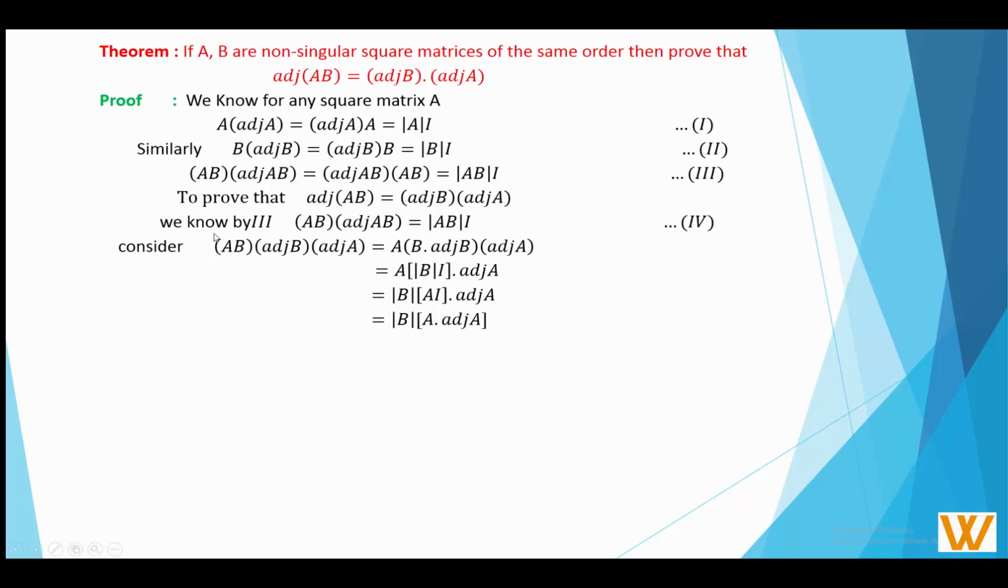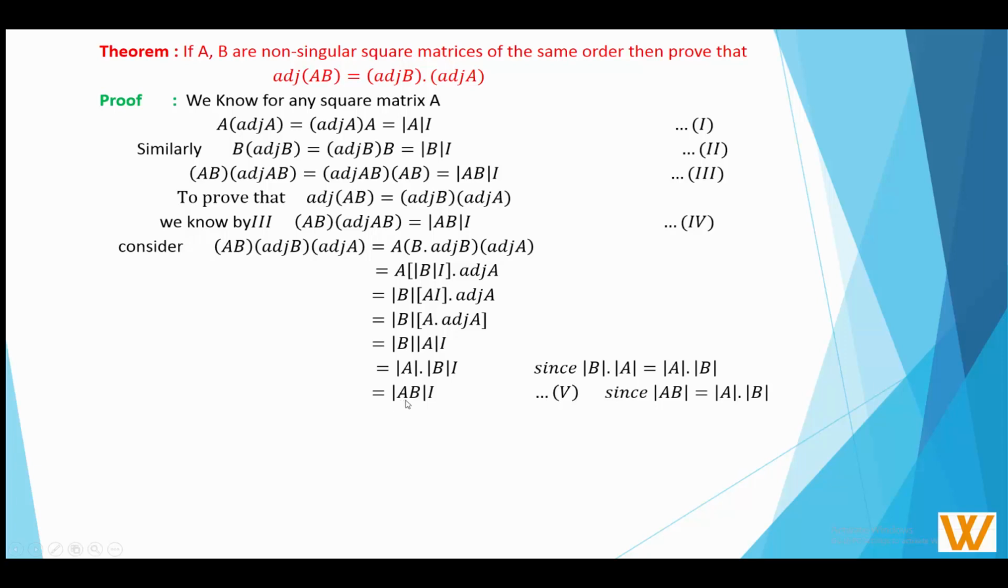Now we know A into adjoint A is determinant A into I. So determinant B, and A into adjoint A is determinant A into I. Determinant B into determinant A is determinant A into determinant B, so determinant A into determinant B into I. Now we know determinant A into determinant B is determinant AB. So this is determinant AB into I. This is number 5. Use 4 and 5.